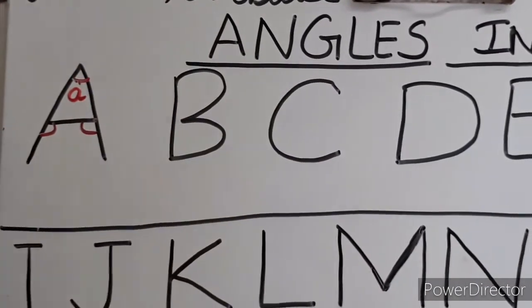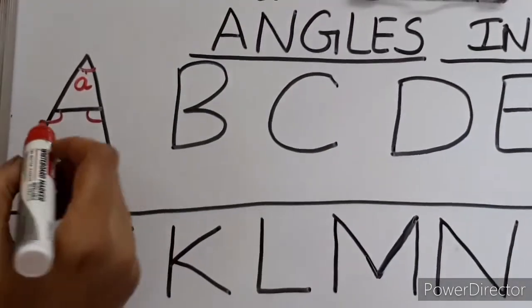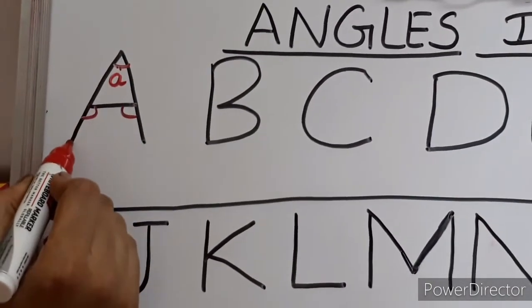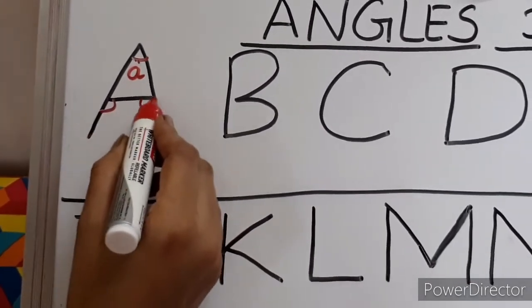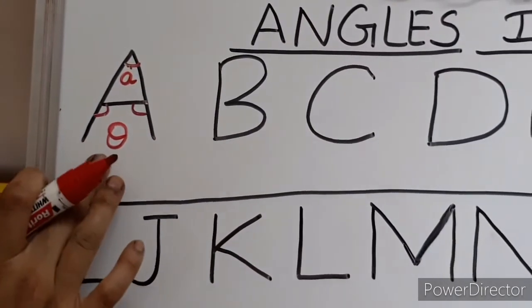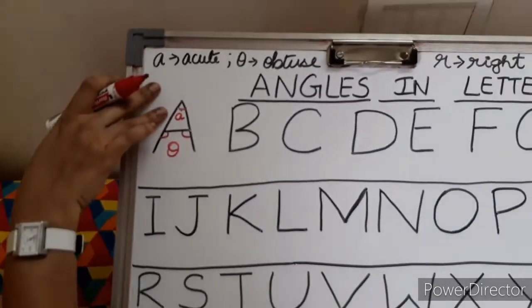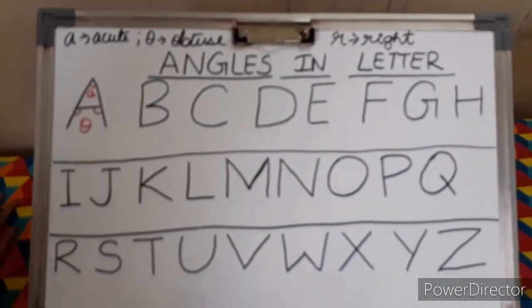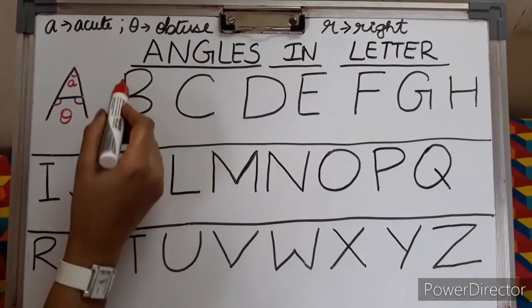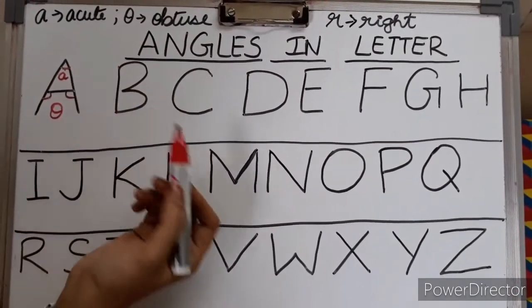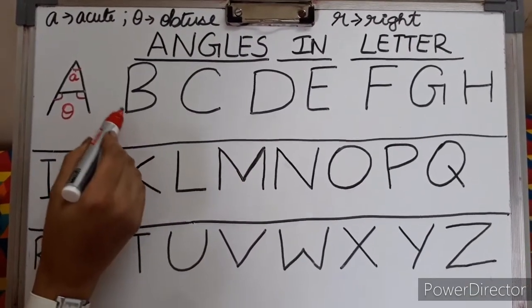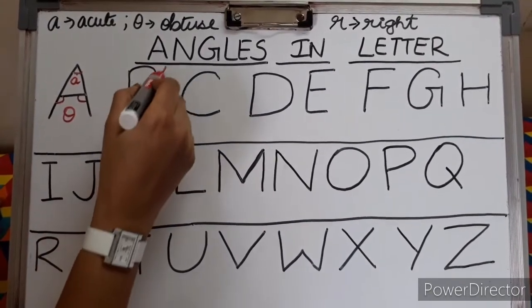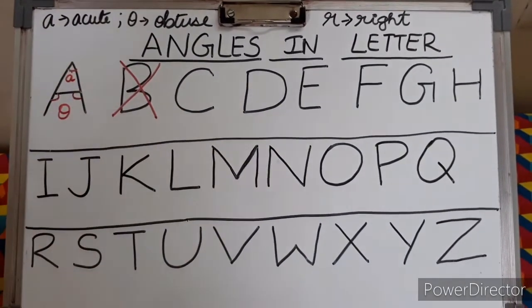I will write it as A for acute angle, and O for obtuse angle. Now if I keep this as a baseline, then this is more than 90 degrees, and the same with this. So both angles are what? Obtuse angles. So letter A forms both acute and obtuse angles. Now letter B. In letter B you can see there is only one line and no other line, because there should be two rays and one common end point to form an angle. So in letter B there is no angle formation.